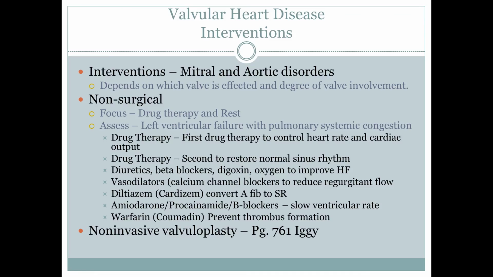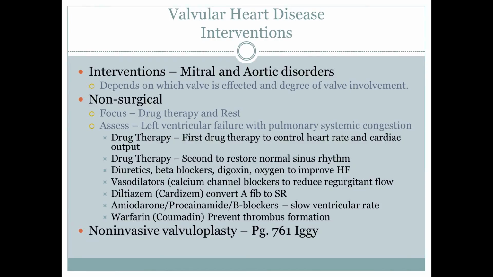Now, with the interventions for mitral and aortic disorders, it depends really on which valve is affected, of course. But the focus for all of them is drug therapy and rest, most certainly, to try to counteract what's going on. You want to assess for left ventricular failure with pulmonary systemic congestion, and then right-sided failure as well. The first drug therapy is to control your heart rate and your cardiac output. They're going to try to control that first. And then the second would be to try to restore that normal sinus rhythm.